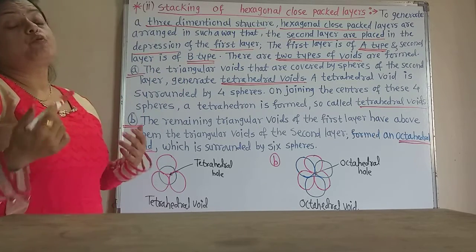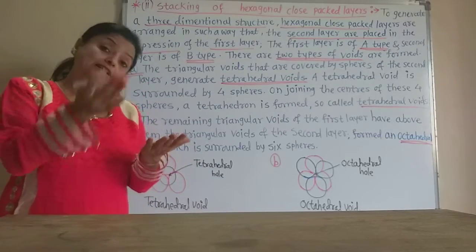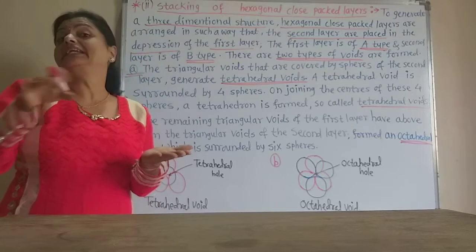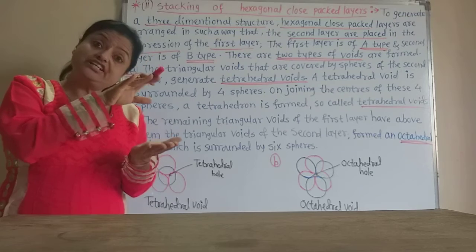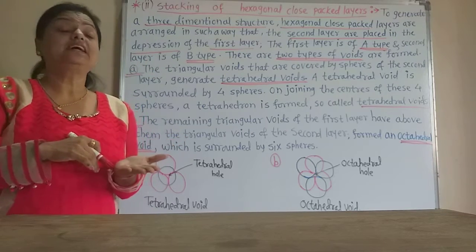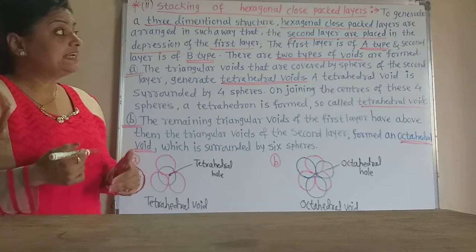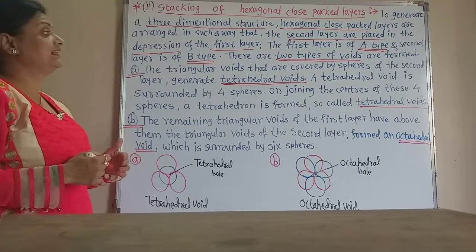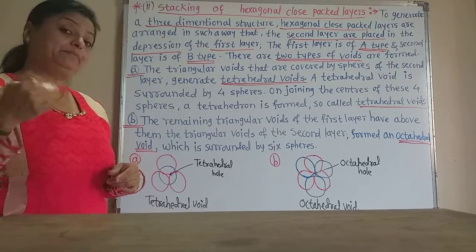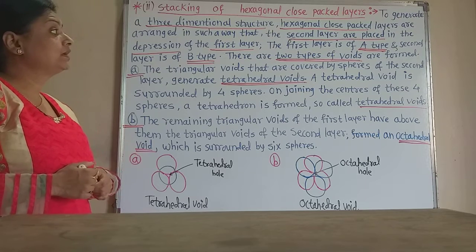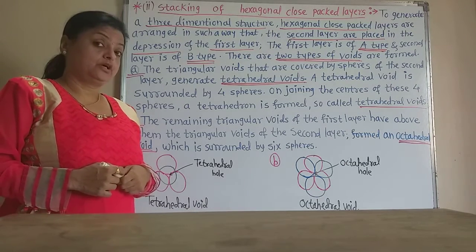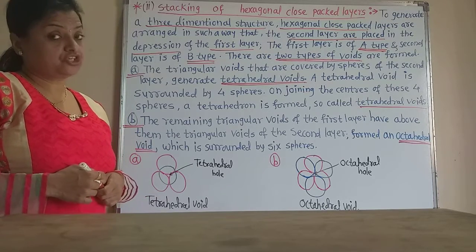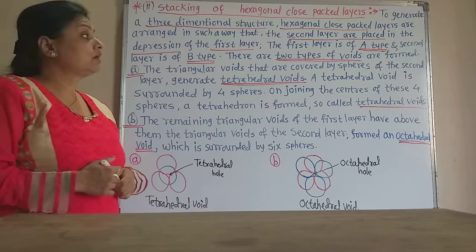Now, there is the formation of two different layers. One is the A layer, and on that there is the B layer, because the B layer is differently arranged, in the depression of the spheres. We arrange the spheres of the second layer so that the first layer is of A type and the second layer is of B type. That is, an AB type of structure will be formed. Now, two types of voids are formed during the arranging of this structure.